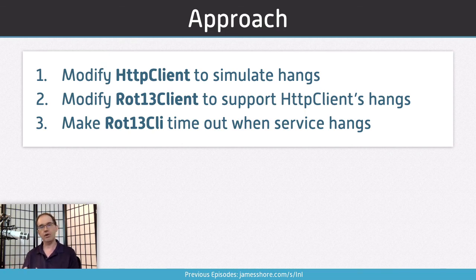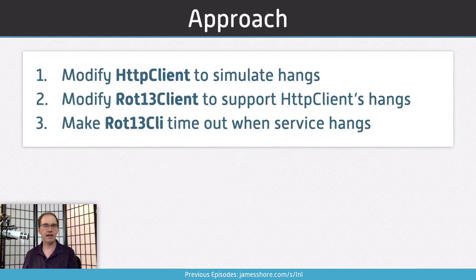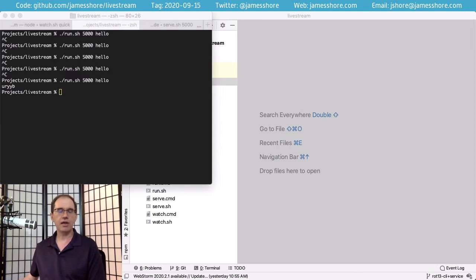We're going to modify Route 13 client to support those hangs so it passes through. Because remember, our Route 13 application doesn't talk directly to HTTP client. It talks to Route 13 client. So we're going to modify HTTP client. We're going to modify Route 13 client. And then we're going to make Route 13 CLI, the application, timeout when the service hangs. So that is what we're going to do. Let's go ahead and get to it.